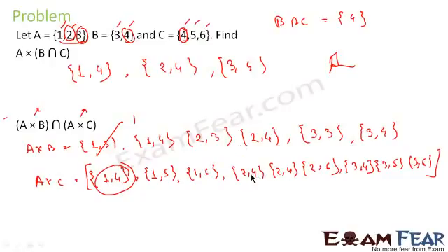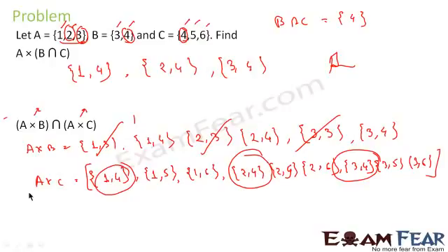Sorry, it is 2 comma 4, 2 comma 5. 2 comma 3 is not there, so we'll cut this. 2 comma 4, is it there? It is here. 3 comma 3, is it there in set A cross C? It is not there. We will cut this. 3 comma 4, is it there in A cross C? Yes, it is there. So the common elements are 1 comma 4, 2 comma 4 and 3 comma 4.